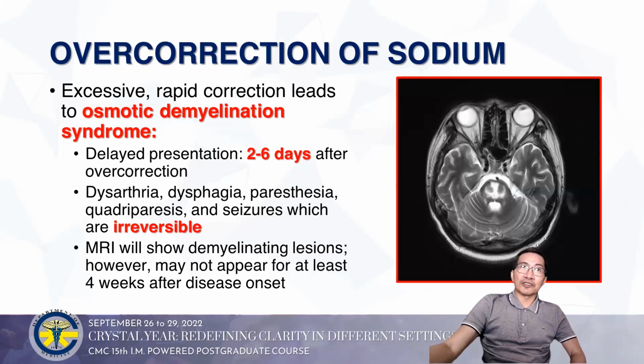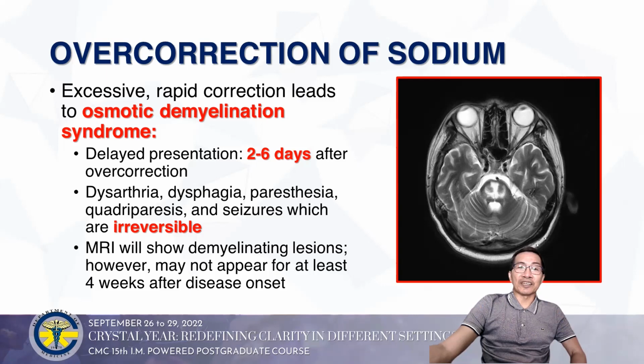We're talking about correction, but in hyponatremia, if we're worried about correcting, we're also more worried about the possibility of overcorrection. As in the case of overcorrection of sodium, excessive rapid correction can lead to something so devastating, something we call osmotic demyelination syndrome. The problem with osmotic demyelination syndrome is sometimes it has a delayed presentation 2 to 6 days after overcorrection. So you're actually overcorrecting already and you're not even knowing it.